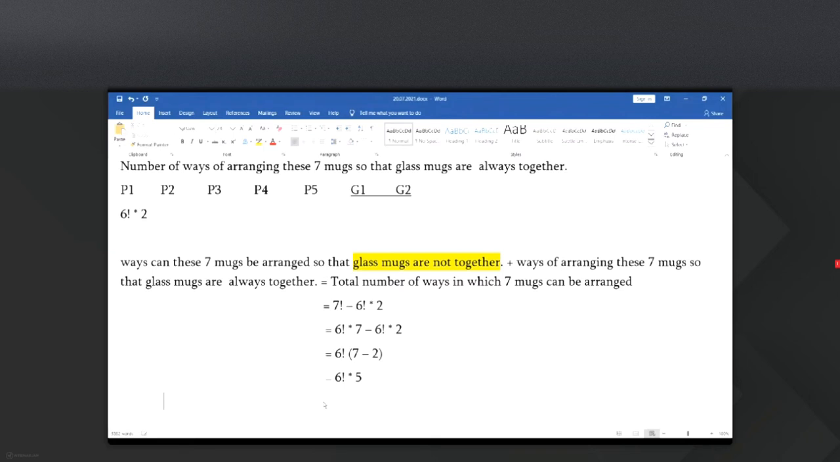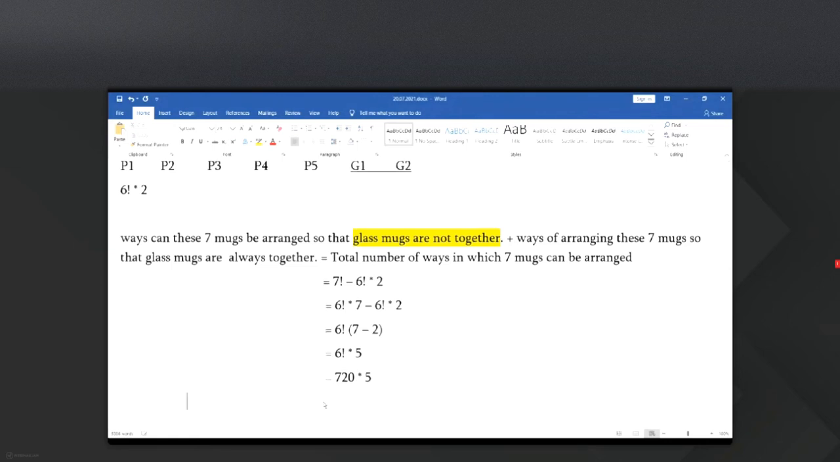So 6 factorial is 720, guys. 720 into 5. How do you do 720 into 5? 720 into 10 by 2, right? So I'll simply do 7,200 by half, which is 3,600. So this is the answer, 3,600.